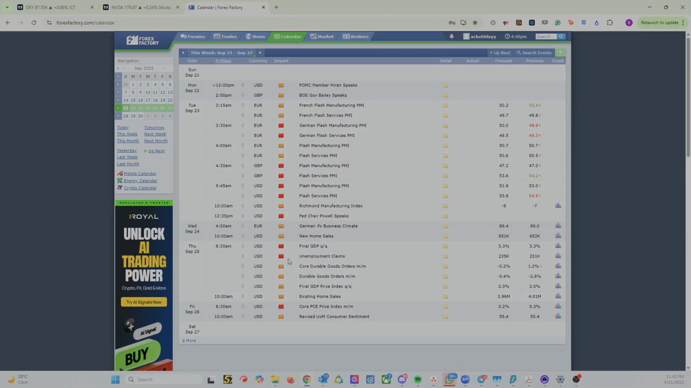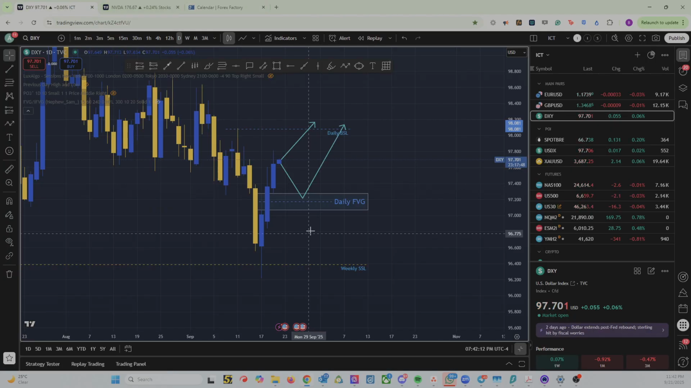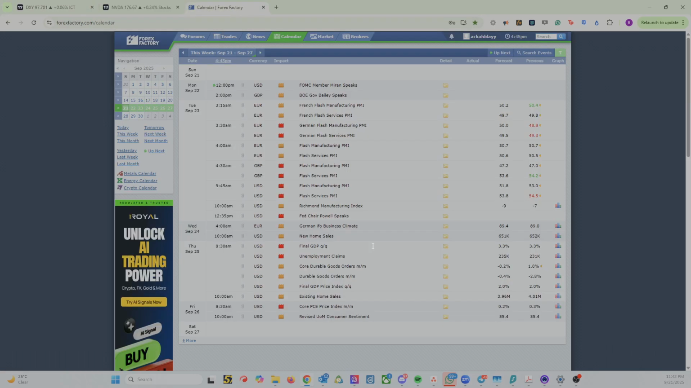This could be big, all right? So this could be big. My suspicion is this Thursday could actually be something that's going to help push this to the upside. Friday we have core PCE index as well.